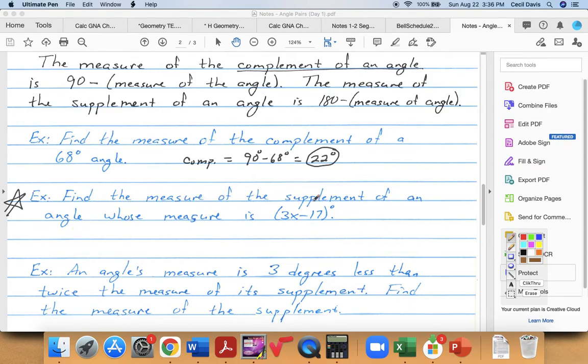Find the measure of the supplement of an angle whose measure is 3x minus 17. Well, again, the supplement, let's try that again. The measure of the supplement of the angle is equal to 180 minus the measure of that angle. Not 117, just 17.